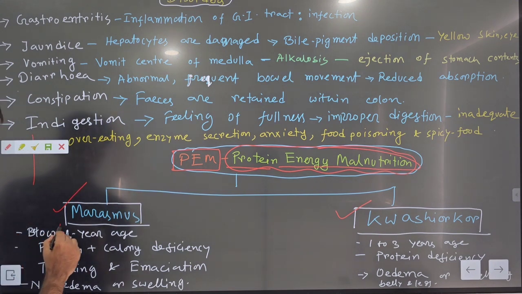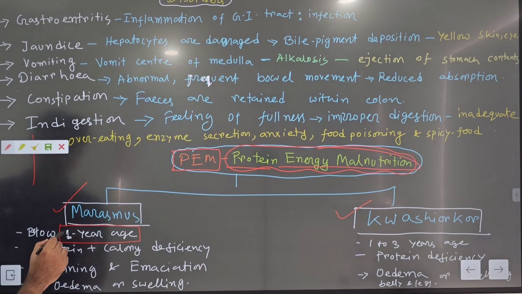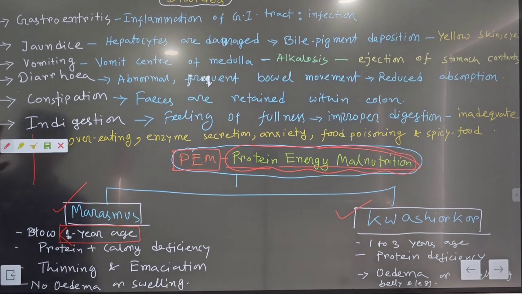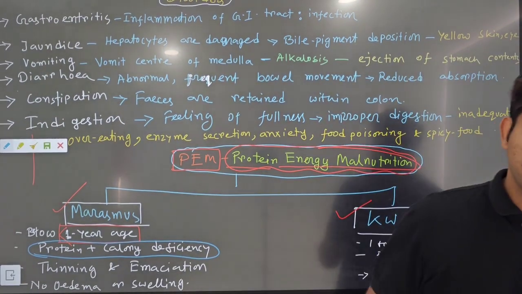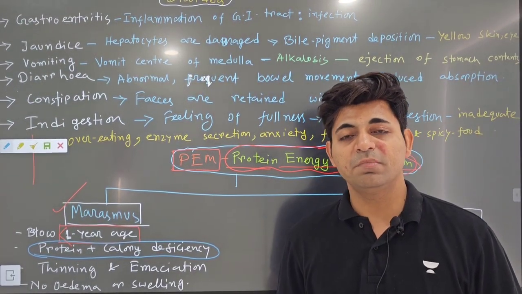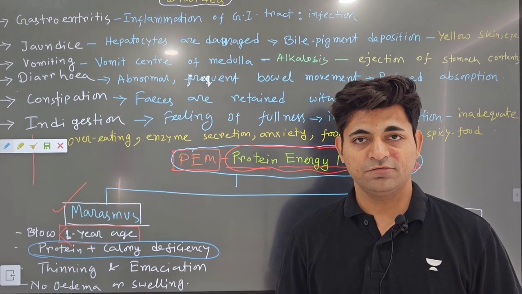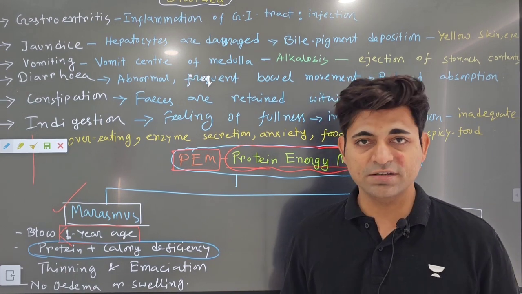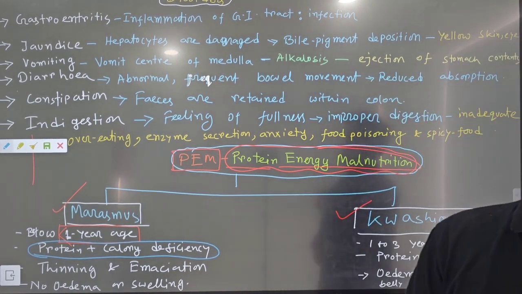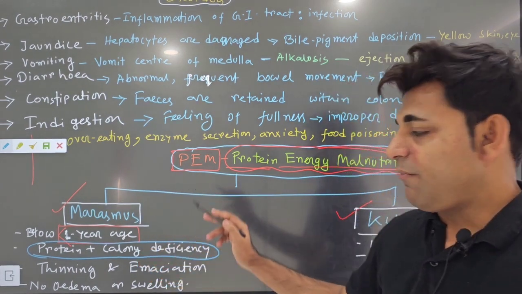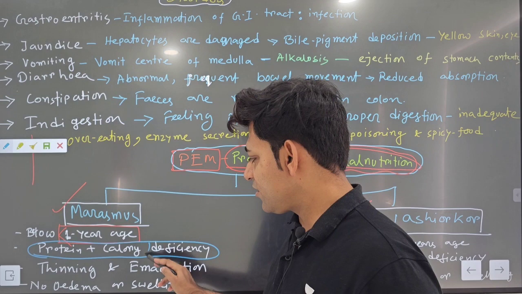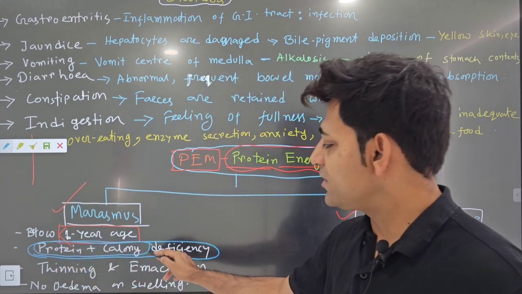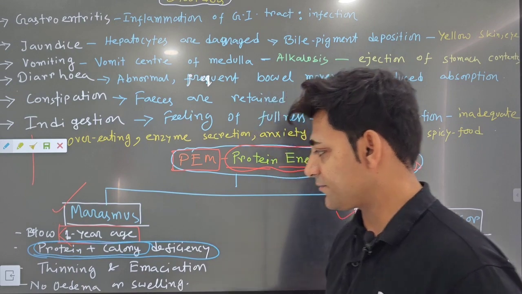Marasmus you can see in a child, a newborn infant who is less than 1 year old. In marasmus, there is a coupled deficiency of protein and calorie. Even the mother of that newborn child is unable to produce milk. For a newborn child, the main source of protein is mother's milk. Now if famine is going on, if war is going on, if there is no supply of food, then this kind of thing will happen. So marasmus is a combined deficiency of protein and calorie. That child is not getting carbohydrates, that child is not getting protein.